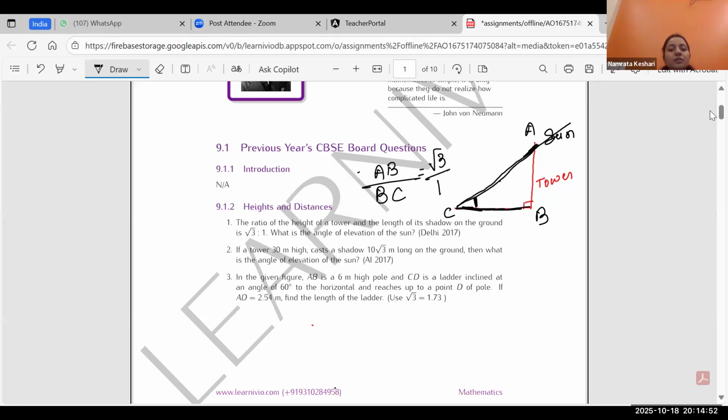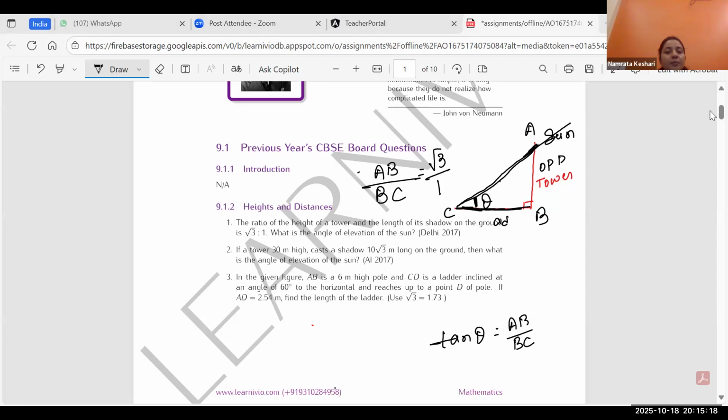Yes. And we are supposed to find this theta. Okay, so we will say the ratio between AB to BC is given. With reference to theta, this AB is opposite and this BC is adjacent. We can write tan theta is equal to AB by BC, right? And AB by BC is already given as root 3 by 1.